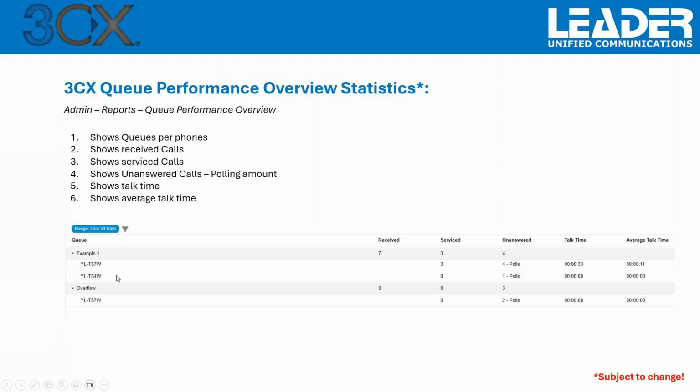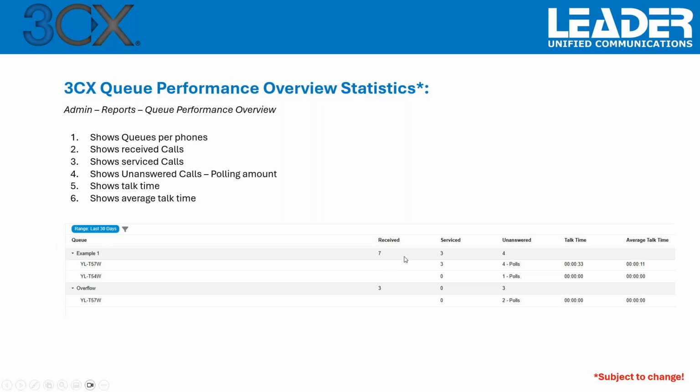Here we see the queues. Again, we see here all the queues. So if we have 50 queues, we would see them all in a row. Of course, we can open and close them. And if we open them, we would see all the extensions that are inside that queue. Of course, not all the extensions are on the PBX, but all the extensions inside that queue.